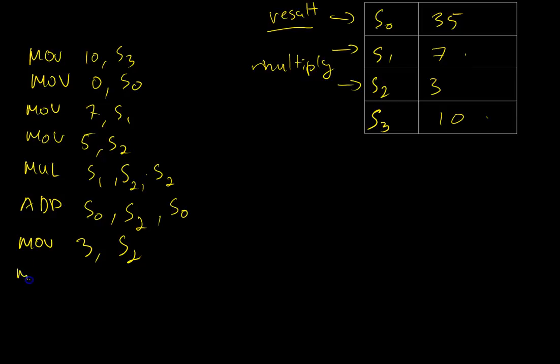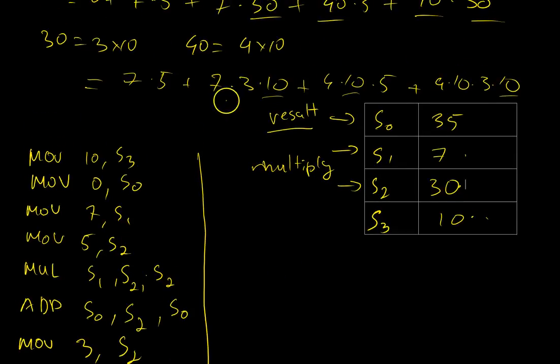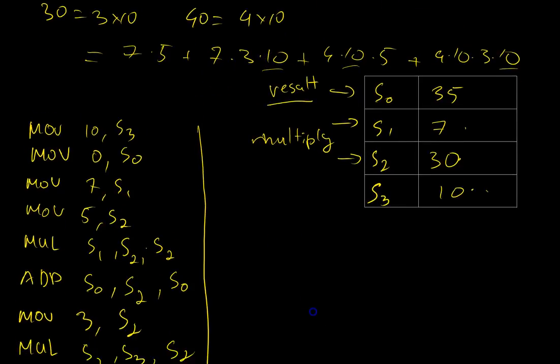Then we can multiply S2 by S3, so that's 3 times 10. And we store that back in S2. So now the value in S2 is 30, the value in S1 is still 7. I'm going to start writing over here soon. And now we need to multiply these two numbers, right? So the 7 times 30 multiplication or the 7 times 3 times 10 multiplication is what we were going for.